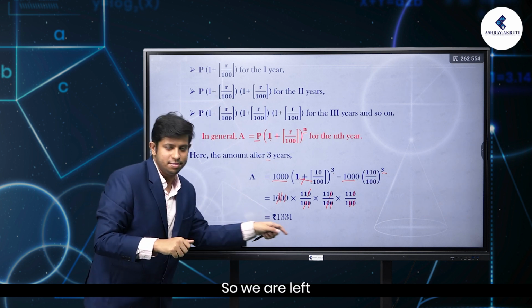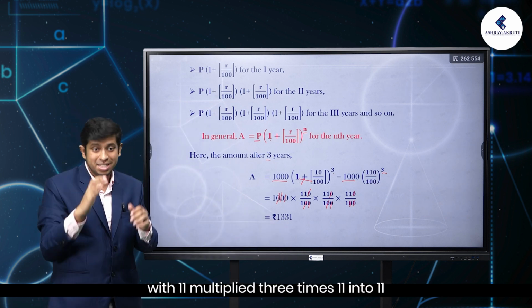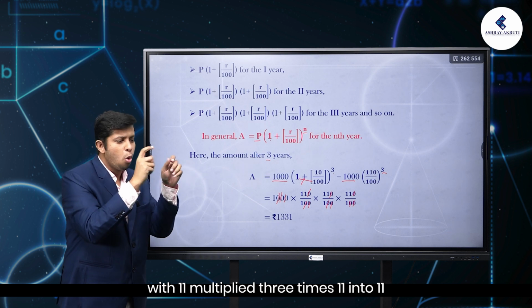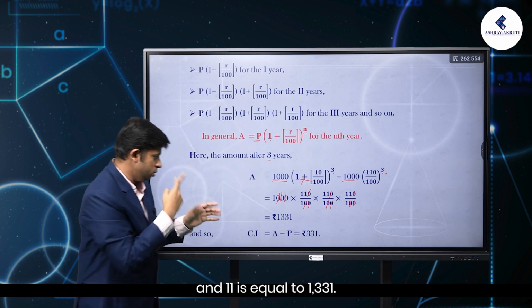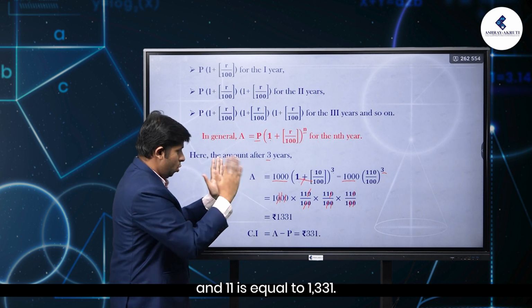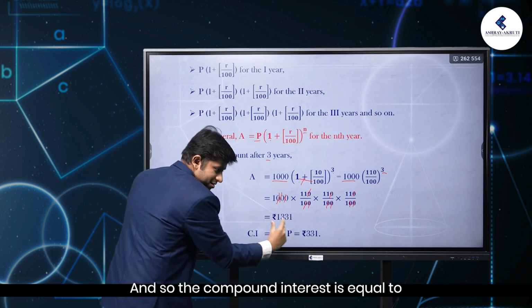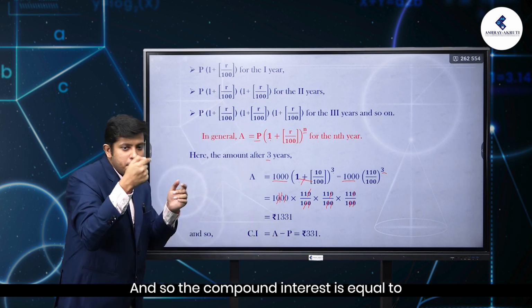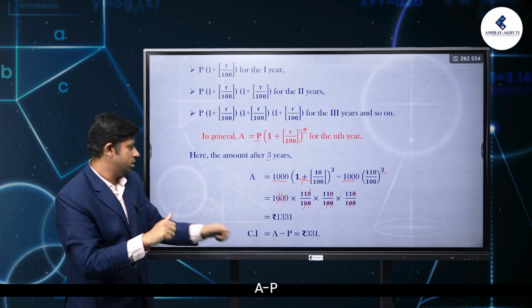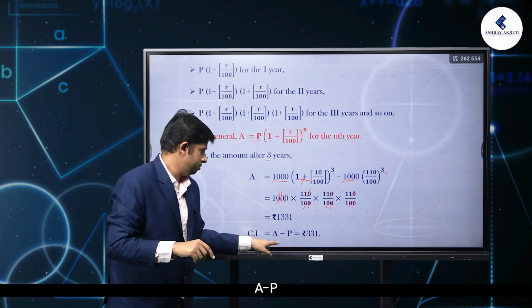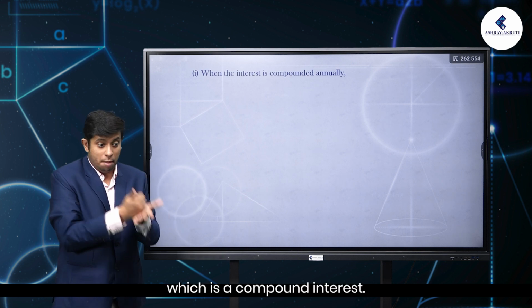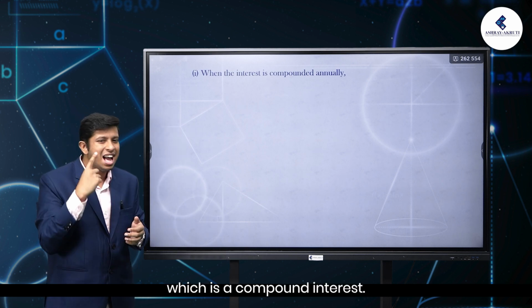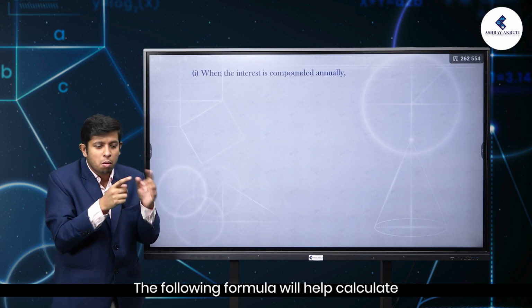11 into 11 into 11 is equal to 1331. And so, the compound interest is equal to A minus P, which is the answer, rupees 331, which is the compound interest. The following formula will help calculate the compound interest easily for the following time periods.